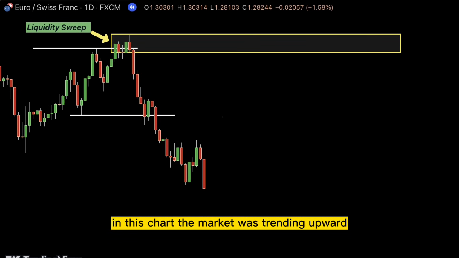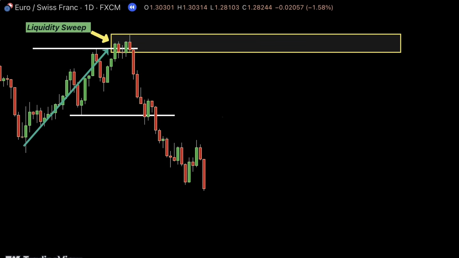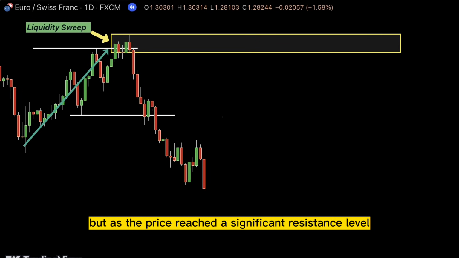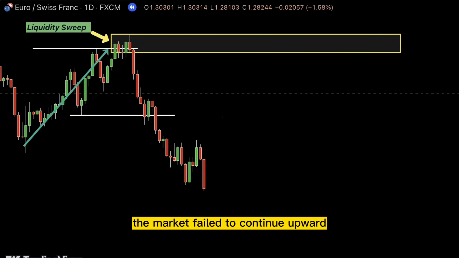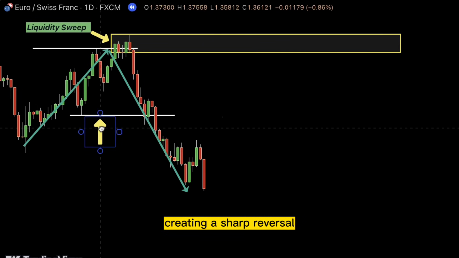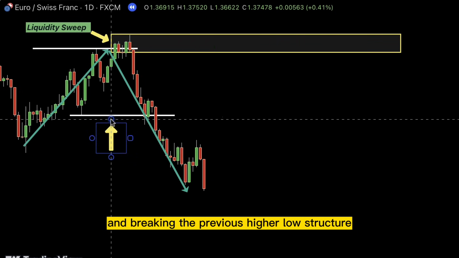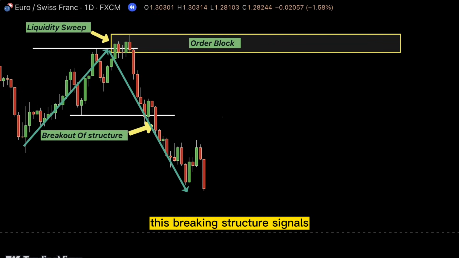In this chart, the market was trending upward, forming higher highs and higher lows. But as the price reached a significant resistance level, the market failed to continue upward, creating a sharp reversal and breaking the previous higher low structure. This break in structure signals the beginning of a bearish trend.